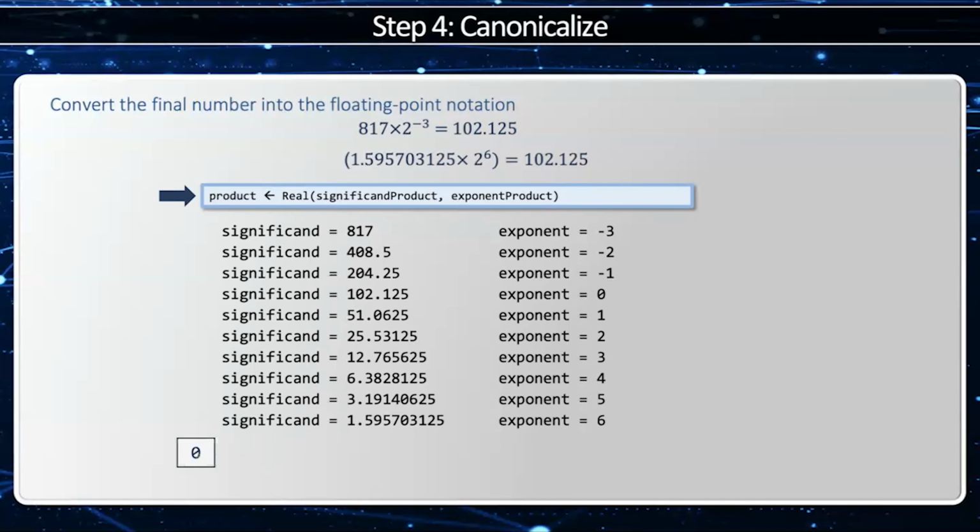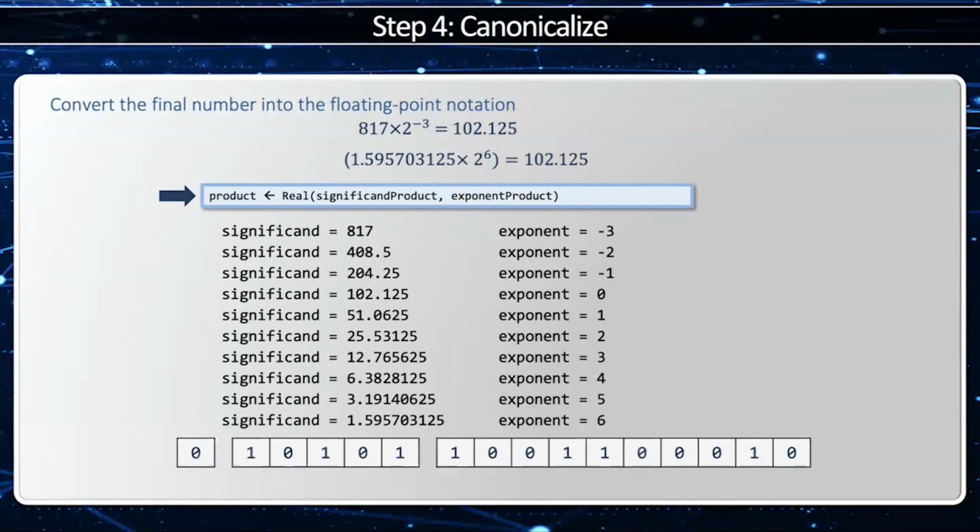So 0 for my sign because it's positive, and then my exponent bias format of 6 is 1, 0, 1, 0, 1, and my significand is 1 point, and those are hidden, 1, 0, 0, 1, 1, 0, 0, 0, 0, 1, 0. So let's verify this is true.